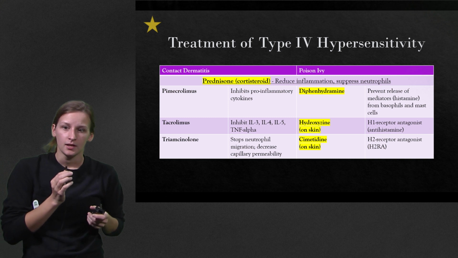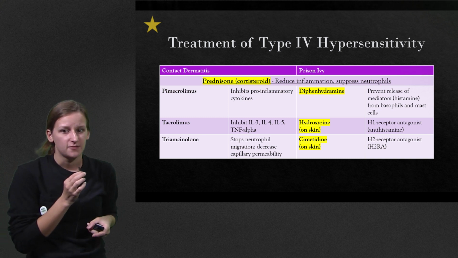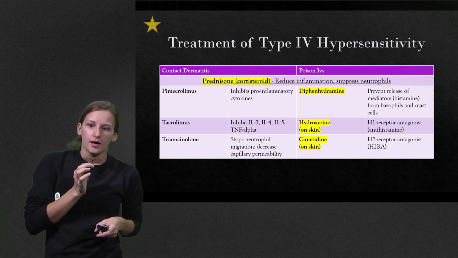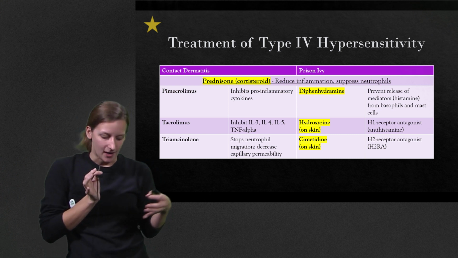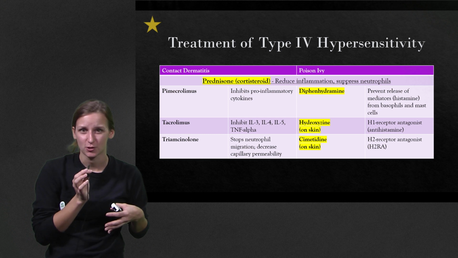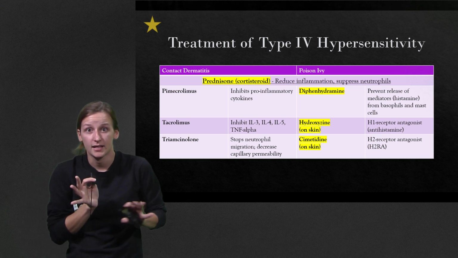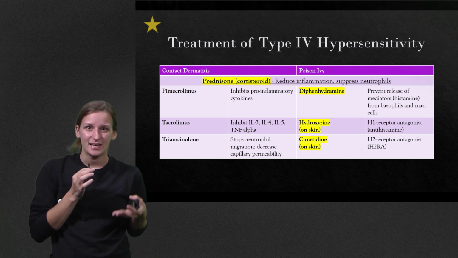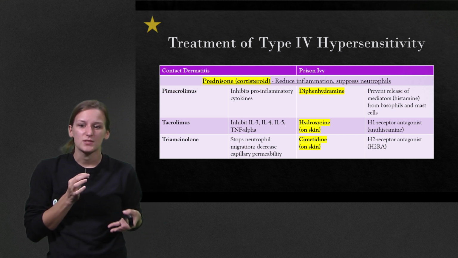All right, so for treating type 4 hypersensitivity, the best example would be poison ivy, where this is an inflammatory response. When I was growing up, my mom's treatment for poison ivy was just to not itch it, just don't do anything. But traditionally, if you do want to treat it and it's too intolerable, you can use antihistamines.